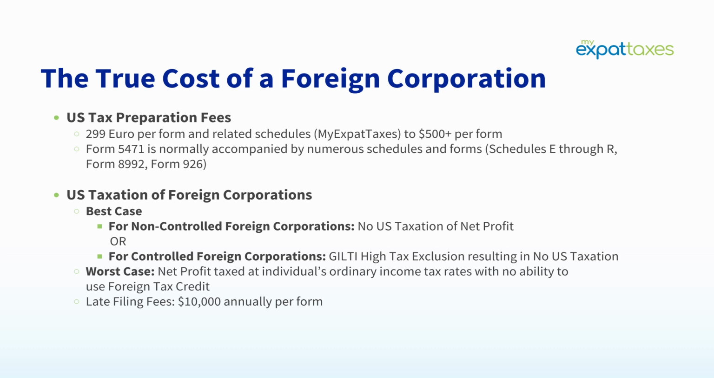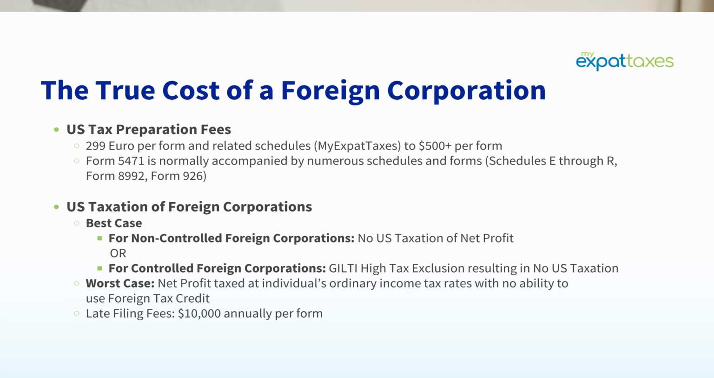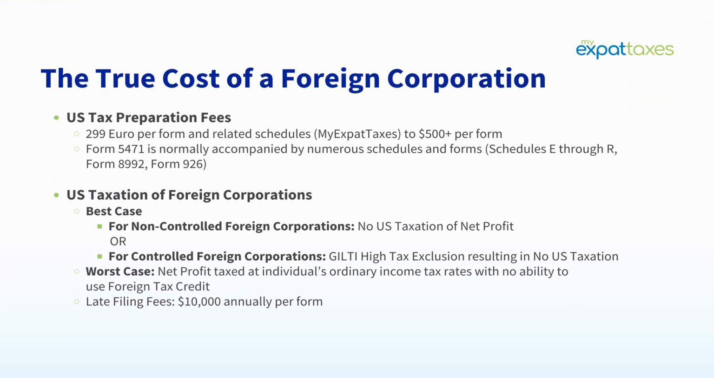So any payments made from the company to you go on your US tax return. However, the net profit of the company cannot be taxed in the year that there's net profit if it's not a controlled foreign corporation. If it is a controlled foreign corporation, so it is over 50% owned by US citizens, your best case scenario is probably the GILTI high tax exclusion, which means that you pay at least 18.9% or more foreign corporate tax rates on your net profit, meaning that you've basically paid enough corporate taxes where your company is incorporated that you don't have to pay any further income taxes on your US tax return.